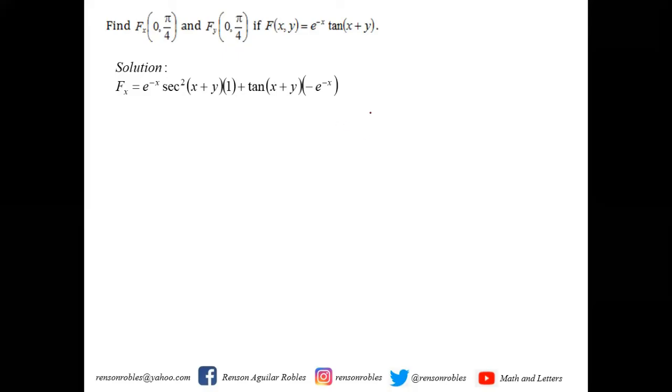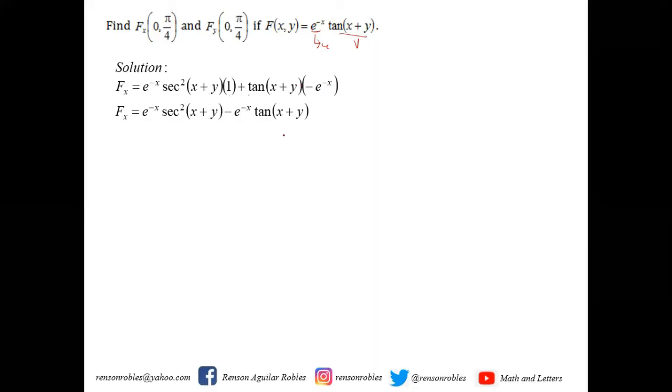However, x appears on e to the negative x and tangent x plus y. So we will be using the derivative of a product. So this is our u, and this will be our v. So you have u, that's e to the negative x, times the derivative of tangent x plus y, that's secant squared x plus y, times the derivative of x plus y in terms of x, that's 1, plus v, that's tangent x plus y, times the derivative of e to the negative x, and that's negative e to the negative x.